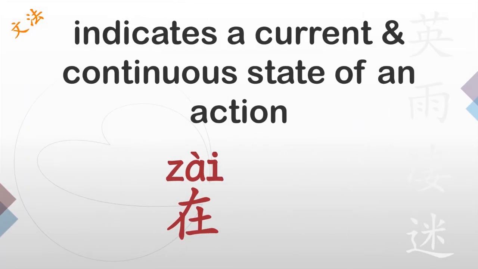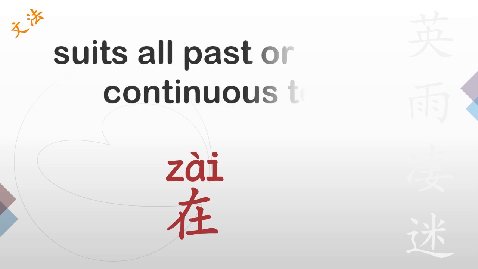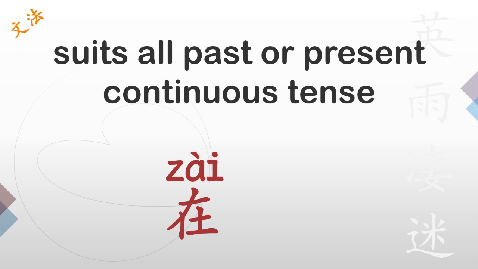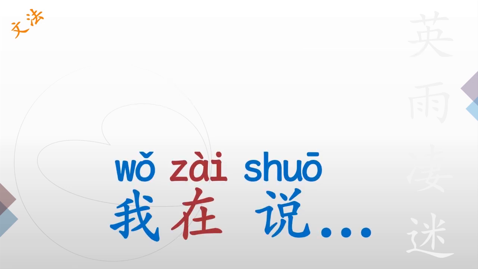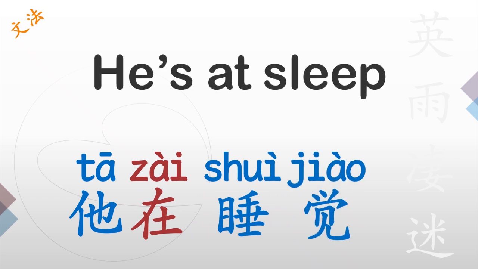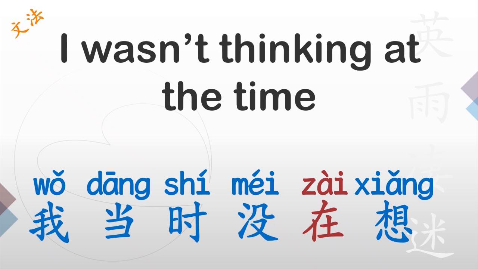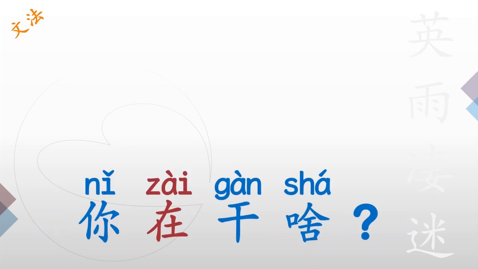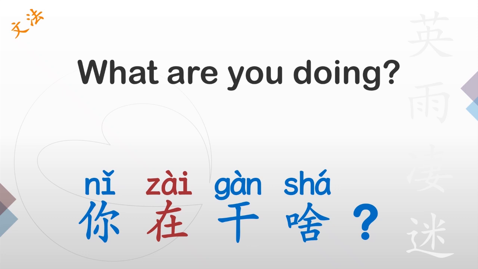在 a word that indicates something is in a current and continuous mode. This is the closest thing to the continuous tense in English. 我在说 I was saying. 他在睡觉 He's asleep. 我当时没在想 I wasn't thinking at the time. 你在干啥 What are you doing?